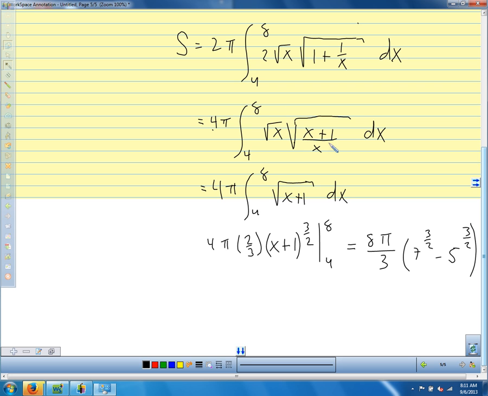So these little algebra tricks that you can do with your integrand are going to be important when you're working with arc length and surface area of revolution integrals. Something that looks like it could be impossible turns out to be a nice, easy integral.